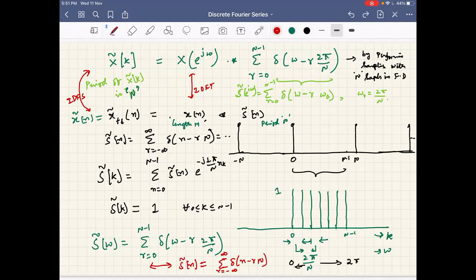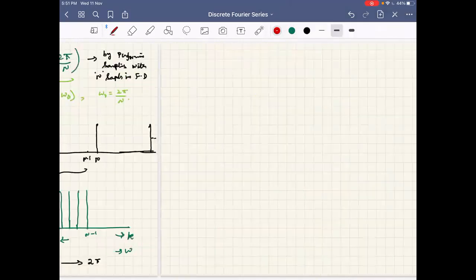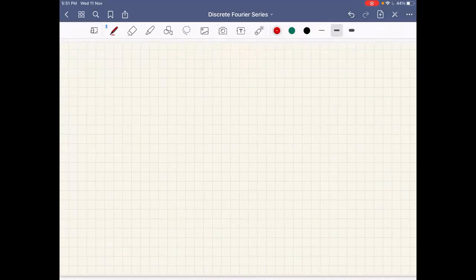Hope the discussion is clear. So let's now move on. Let us see now the right hand side and then move on to the left hand side. So the right hand side of our discussion is x of n convolved with s tilde of n. And what is s tilde of n? We have seen that s tilde of n is nothing but the impulse train which is separated by rN.